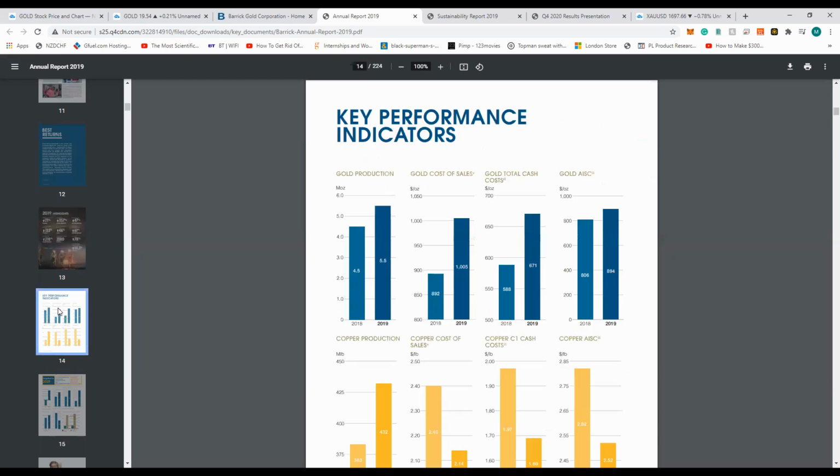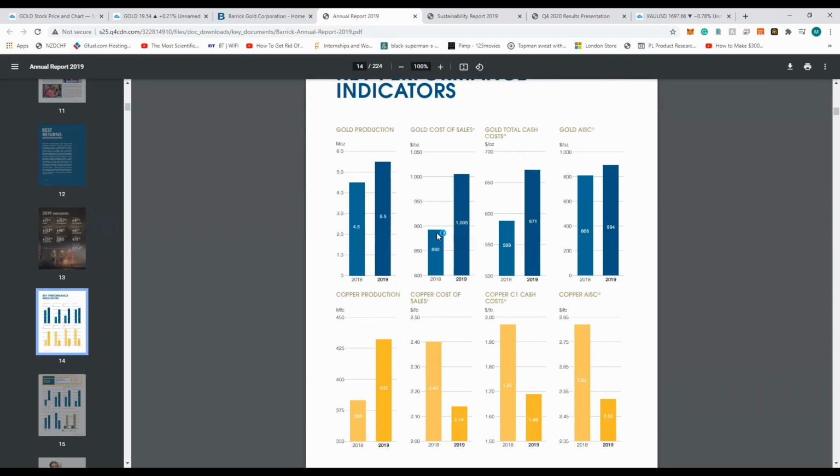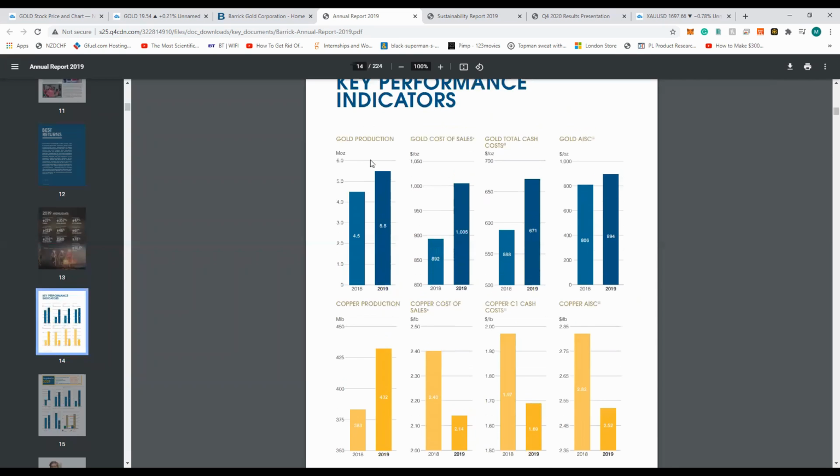So if you find a table of contents, one of the things you want to go for next, I'm going to write this down. I'll try to recap on this next lesson. You want to go for key performance indicators. Now, because they produce more than just gold, they produce copper, but still, you're looking at the gold.